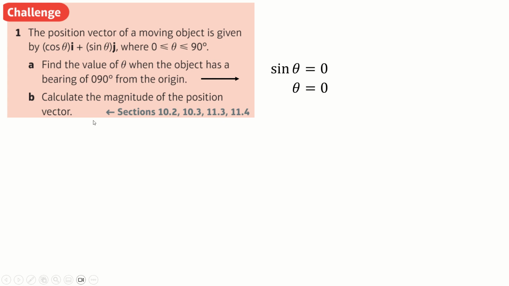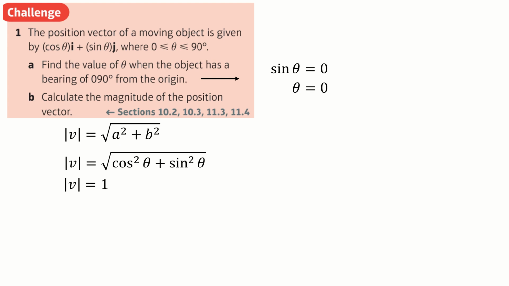Calculate the magnitude. The magnitude of a vector, if the vector is ai plus bj, is this, where a is the thing here and b is the thing here. But of course, cos squared plus sine squared is going to be 1, and root 1 is just 1. So the magnitude is 1.